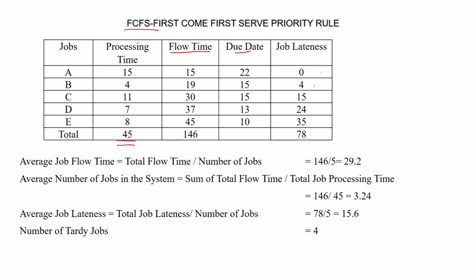Whereas job B is completed on the 19th day, its due date is 15. So, it is delayed by 4 days. Job C is delayed by 15 days, job D is delayed by 24 days, and job E is delayed by 35 days, and the total delay is 78 days. The total flow time is 146. If we add the flow time of all the jobs, that is 146.